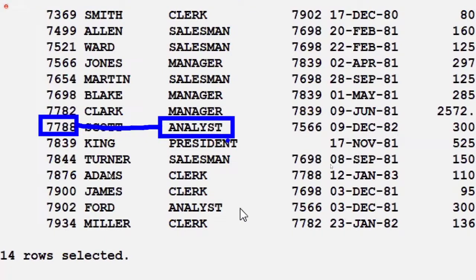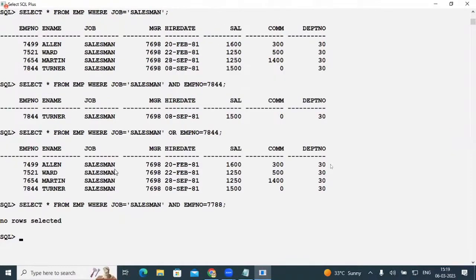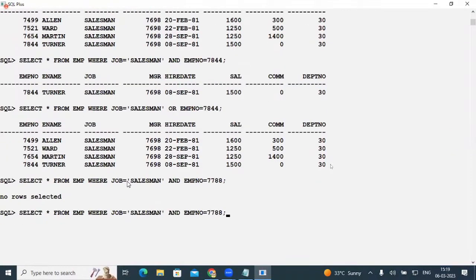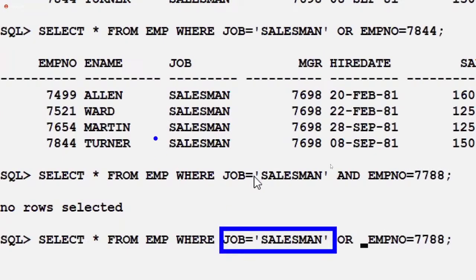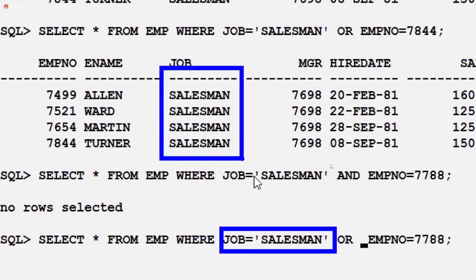But the same condition, if I'm using OR, will you get any output? Yes. How many rows will you get out of 14? 4? 4 or 5? 5 we are getting. Why, sir? Because job equals salesman, 4 rows are satisfied.